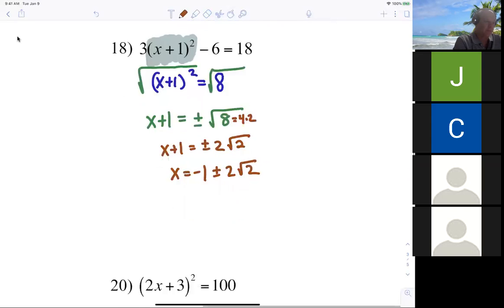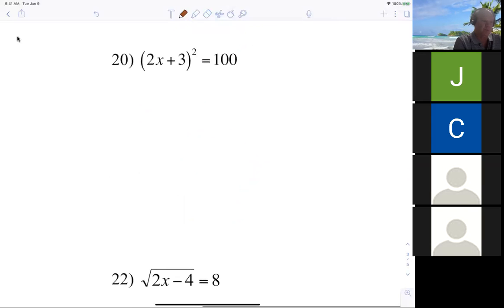All right. Next one. Very similar. So again, just take the square root.